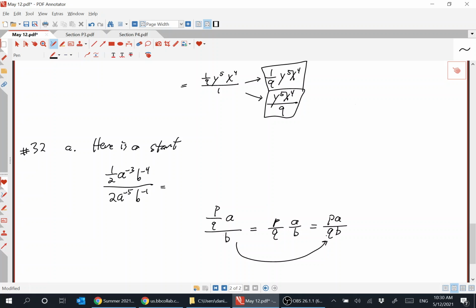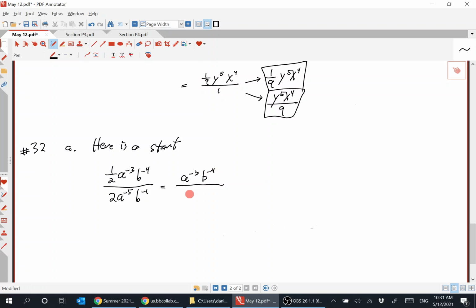Multiplication and division. So here we've got this 1/2 there. The first thing I want to do is put the 2 on the bottom. So a to the minus 3, b to the minus 4, 2 times 2, a to the minus 5, b to the minus 1. And then shift those negative exponents top to bottom.